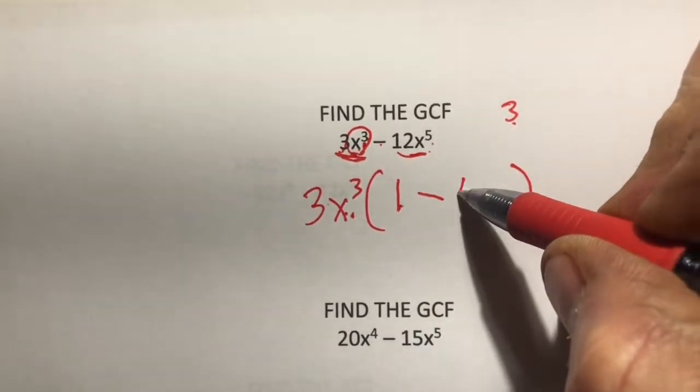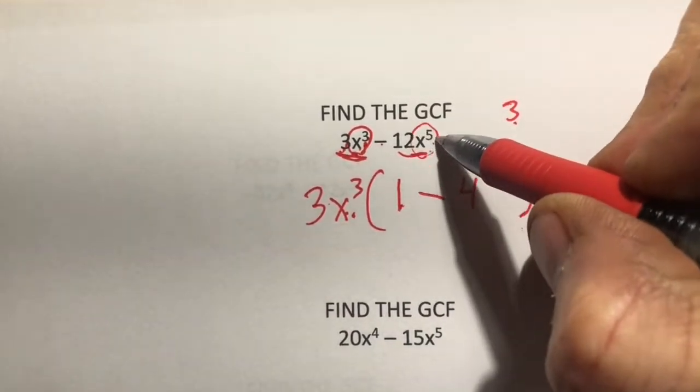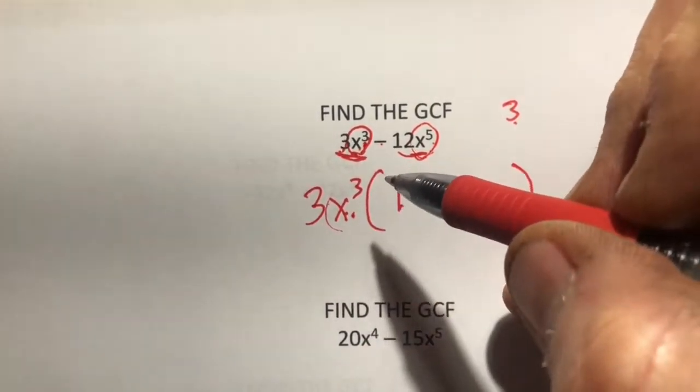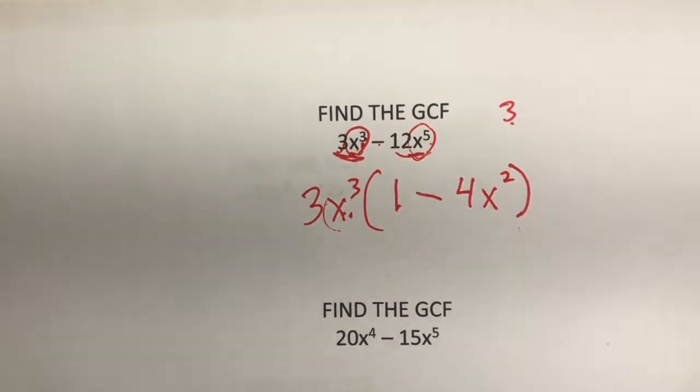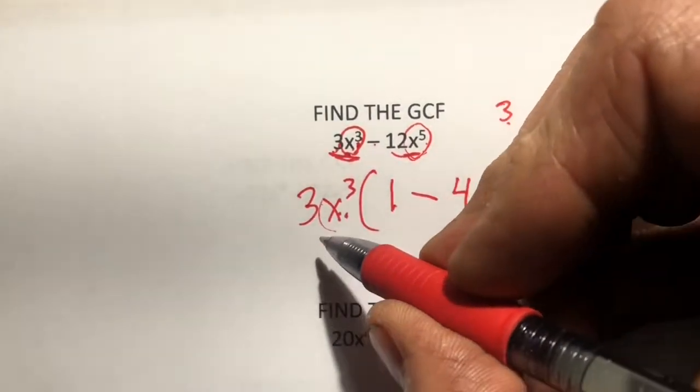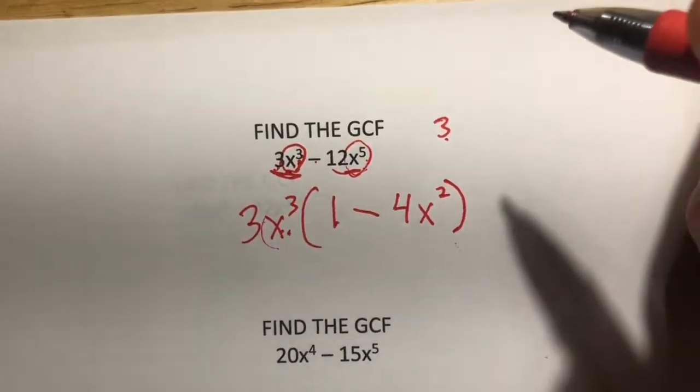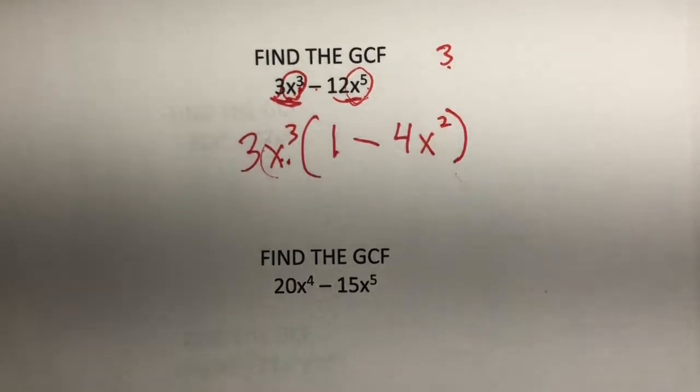12 divided by 3, that's 4. I have x to the 5. I'm dividing out 3, which is going to leave me x^2. So there's my GCF factored out. All right, we'll do some more.